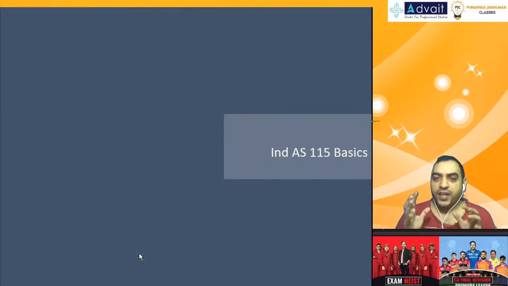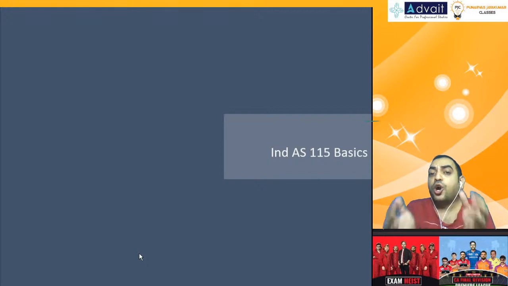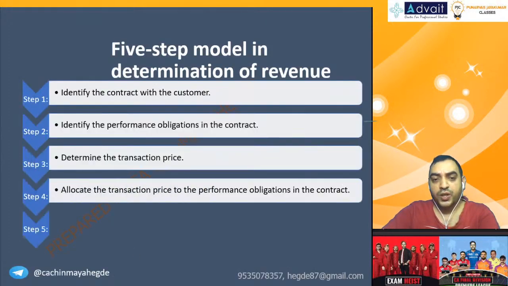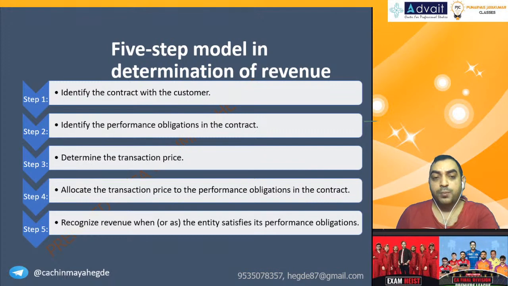Okay, Ind AS 115. What will we do? We'll get the basic foundation right. Then we look at every step and what points are considered. Then we'll take some problems to verify ourselves. Now, Ind AS 115 talks about 5 steps. The first step is to identify the contract with the customer.